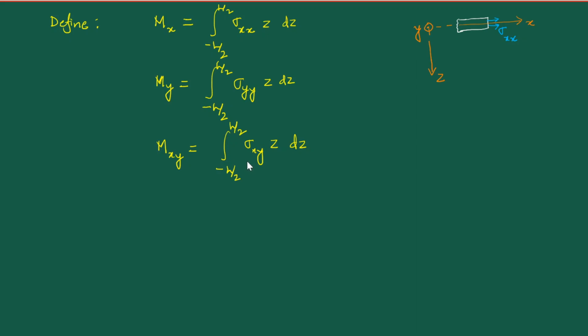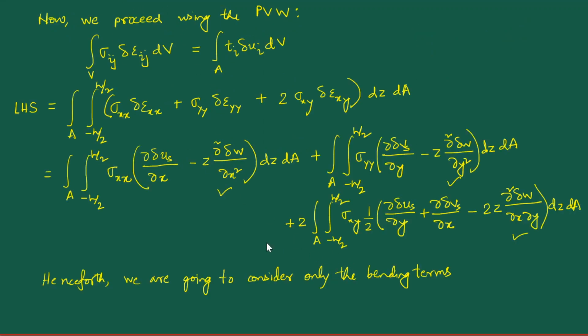Now, if we go back to the previous step here, and look at it, we have the sigma xx multiplied by the z, and then we have this integration with respect to dz. So that will give us the mx term that we have just now defined. Similarly, the sigma yy multiplied by the z integrated with respect to z is going to give us the my term, and finally this sigma xy multiplied with this z then integrated over this twice z, that is going to give us the mxy term. Okay, and we are going to neglect all this business.